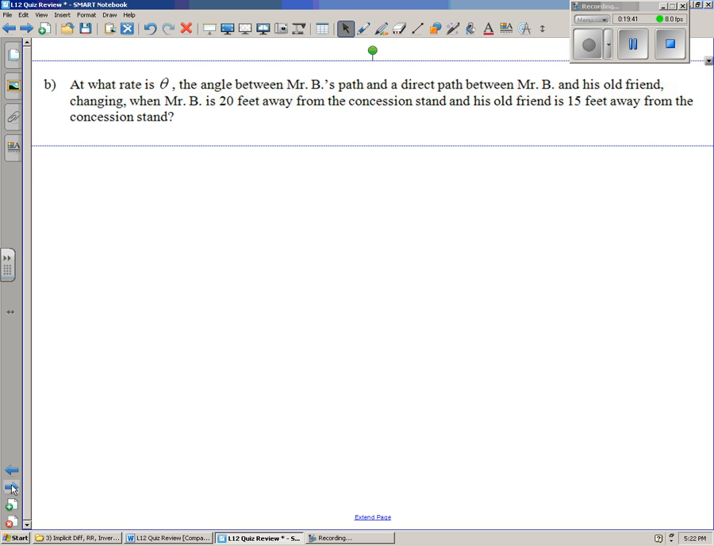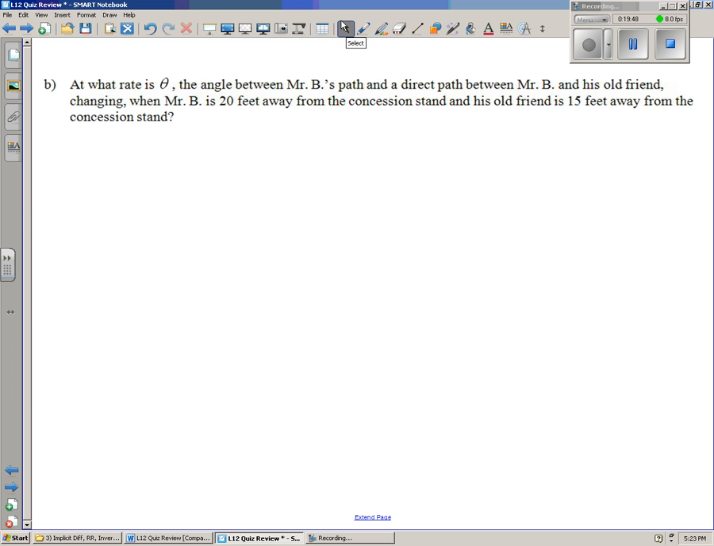Alrighty, on to part B. Part B says, at what rate is theta, the angle between Mr. B's path and a direct path between Mr. B and his old friend, changing, when Mr. B is 20 feet away from the concession stand and his old friend is 15 feet away from the concession stand? Let me just draw the diagram.